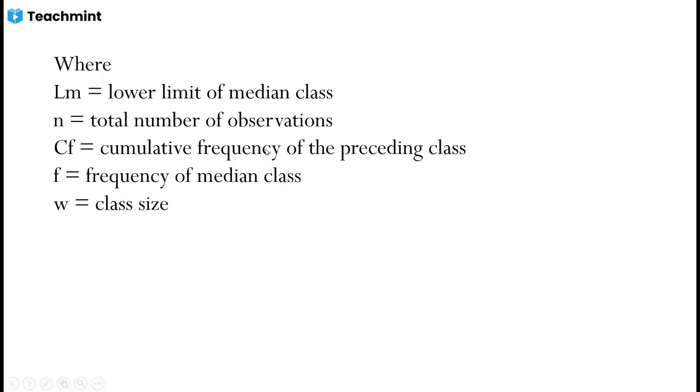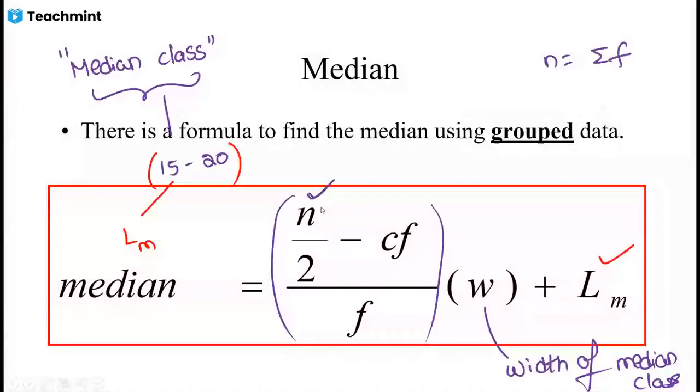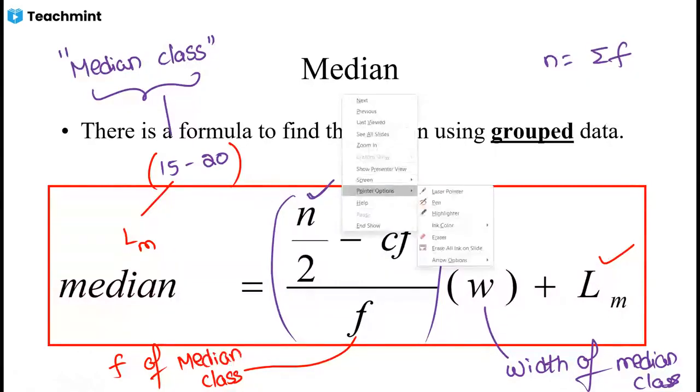Now, this is lower limit of that median class, LM. N is total number of observations, that is sum of frequency. And here, frequency of median class. F is nothing but for that median class, what is the frequency? First, you have to decide what is median class. How to decide that is very important. Okay, so we'll see how to handle that median class.